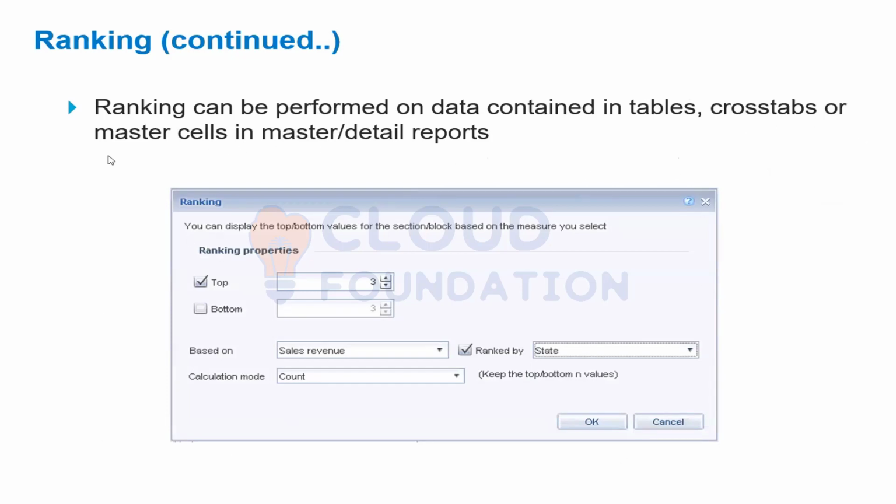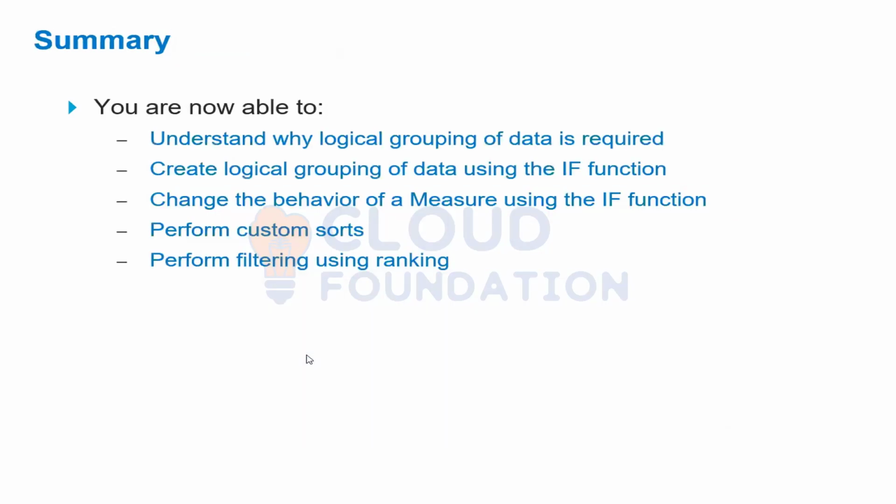This is the ranking window that we can see: top or bottom, and how many we want, top 3, top 5, top 10, or bottom 10, bottom 5, based on sales revenue, ranked by state, on which dimension perspective we are seeing, and what is the value that we are checking for the top. So this is the ranking window that appears when we try to perform ranking in web intelligence.